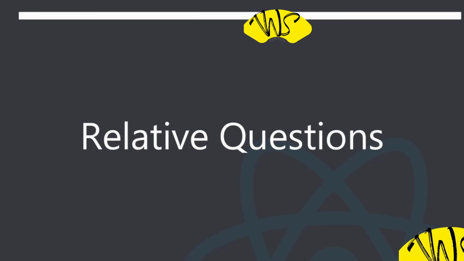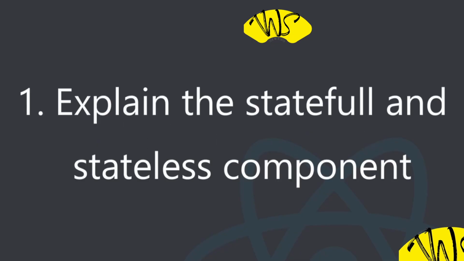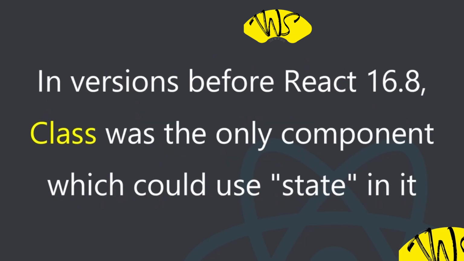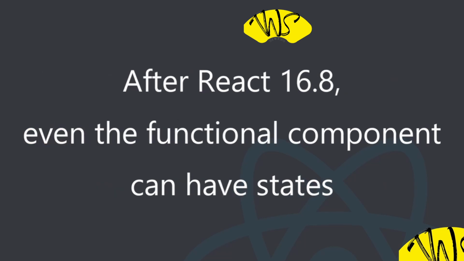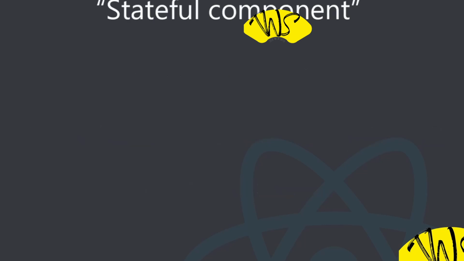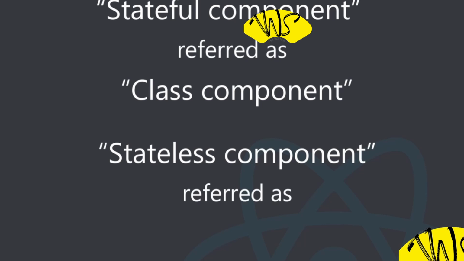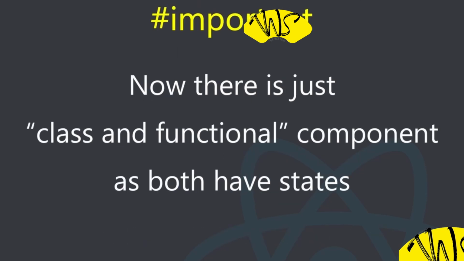So let's move on to the related questions. The first question is: explain the stateful and stateless component. Now this question basically used to be asked a lot when hooks were not there. But even till today, if you want to show that you have experience, then you certainly do need to understand what used to be stateful and stateless component. So this is what I explained earlier. In versions before React 16.8, class was the only component which could use state in it. But after React 16.8, even the functional component can have states. So earlier there were terms like stateful component, which used to refer to class component, and stateless component, which used to refer to functional component. But now there is just class and functional component, as both have states.